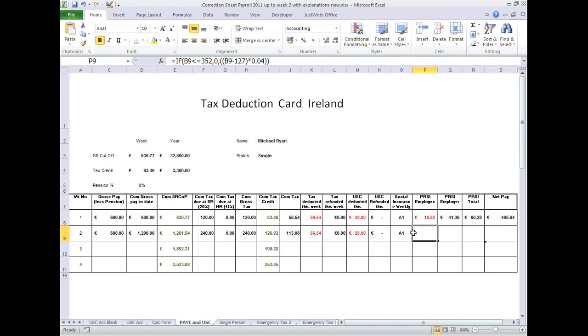Now in the next column we insert the employee's PRSI due that week, and again it's 18.92, and we've calculated that off sheet, as have we with the employer's PRSI. Then we add the two of those to get the total, and his net pay for this week, same as previously, is his gross pay less the tax paid, less USC paid, less PRSI paid. So his net take home pay is 495.64.